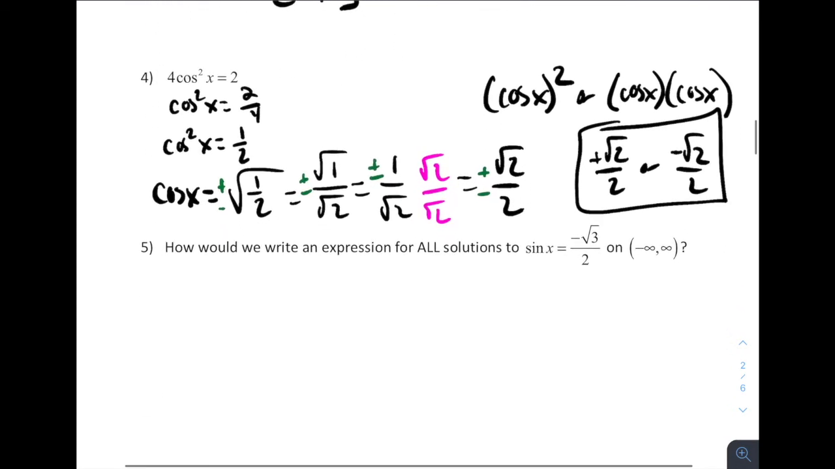How would we write an expression for all solutions to sine of x is equal to negative square root of 3 over 2 from negative infinity to infinity? So we're being very clear in this problem that we're not talking about just the unit circle, right? Just the unit circle would be if we were talking about from 0 to 2 pi in terms of radians. This is telling us we could go around that unit circle as many times as we want. We can go forwards around it, we can go backwards around it.